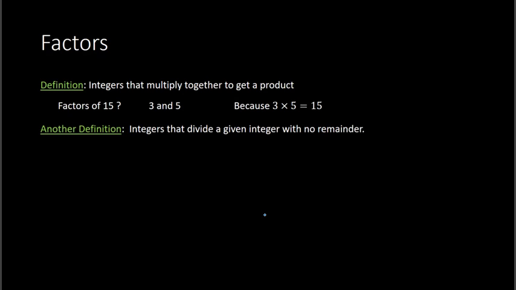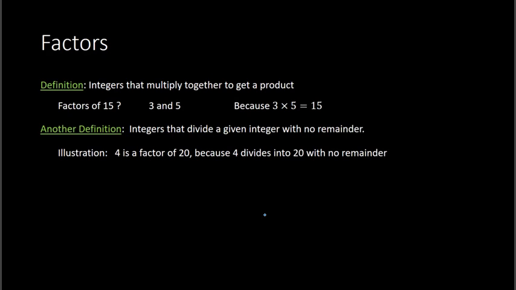Another definition of factors are integers that divide a given integer with no remainder. For example, 4 is a factor of 20 because 4 divides into 20 with no remainder. Right? 20 divided by 4 equals 5, and there's no remainder left over. So 4 is a factor of 20. So the question is, is 5 a factor of 30? And the answer is yes, because if I divide 30 by 5, I get 6 with no remainder.